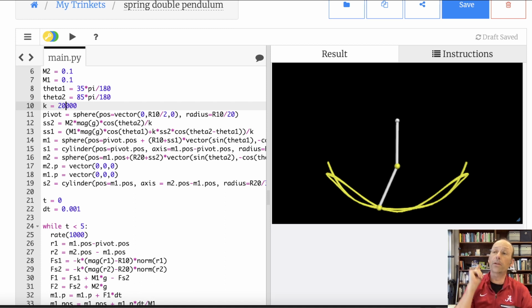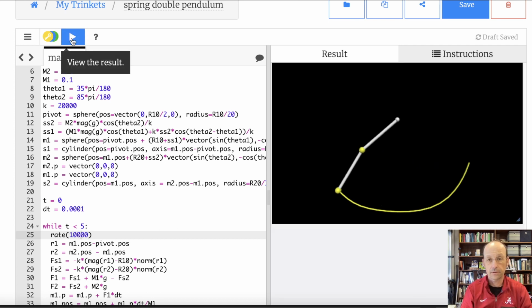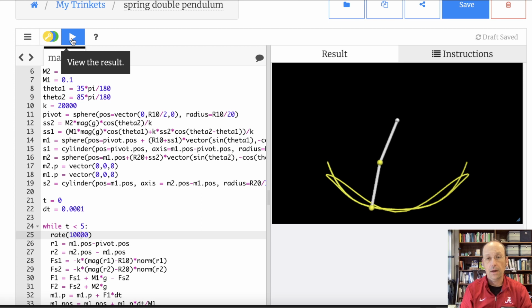Now, with such a high spring constant, I probably need to decrease my time interval. So I'm going to do that. And you'll see the problem doing it this way. I really need a lot more calculations in order to model it, but I did less work setting it up. So it's always a give and take in these kinds of situations. I think this is okay.